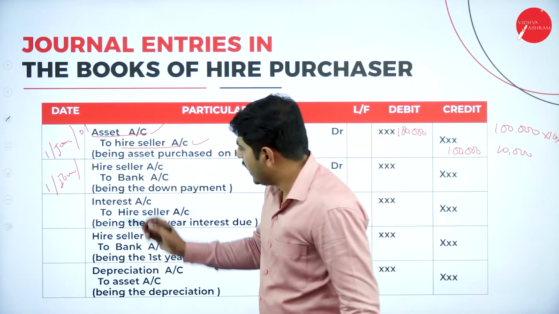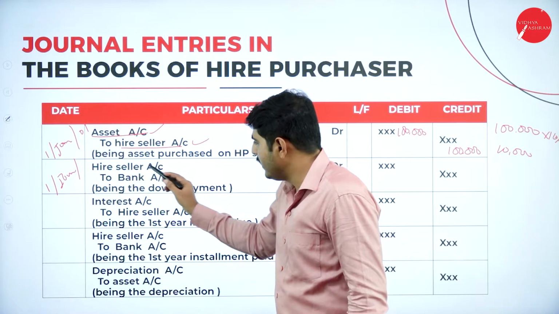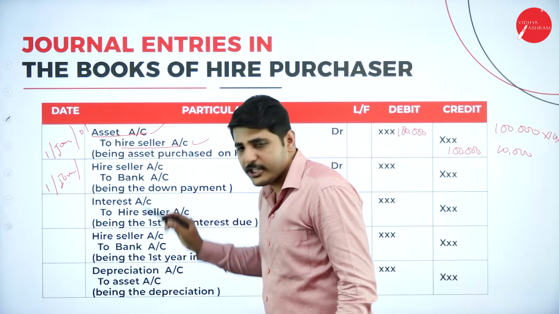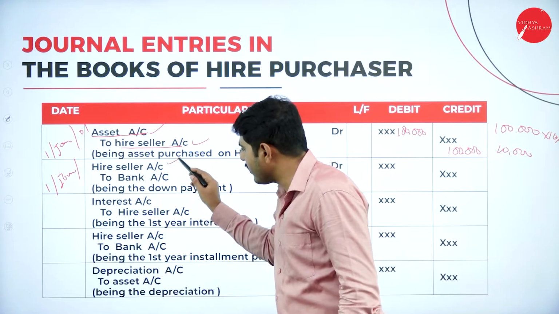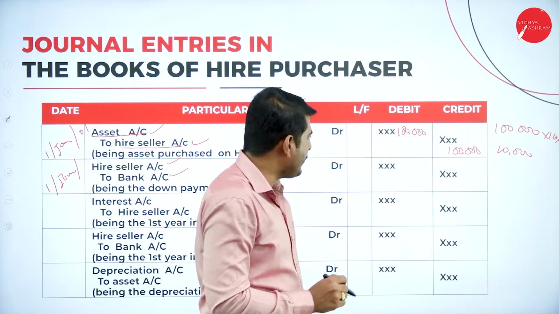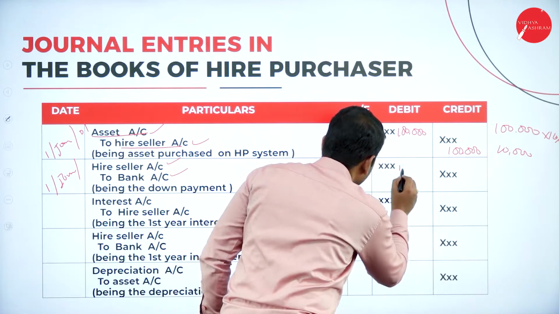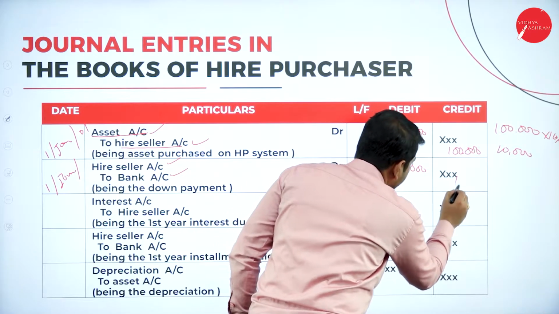Who is the receiver? Hire seller is the receiver. Who is the giver? Bank is the giver. That's why hire seller should be debited, bank should be credited. Hire seller account to bank account, being the down payment. What is the amount of the down payment? 10% of the cash price. It is 10,000. I hope you are following.